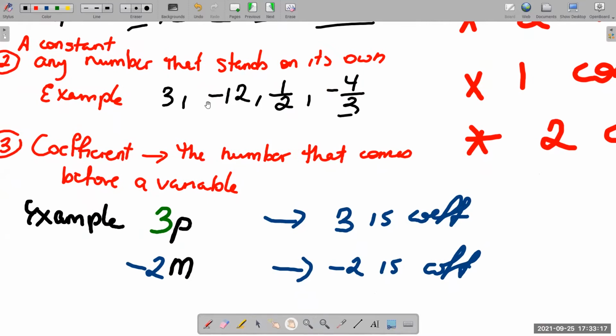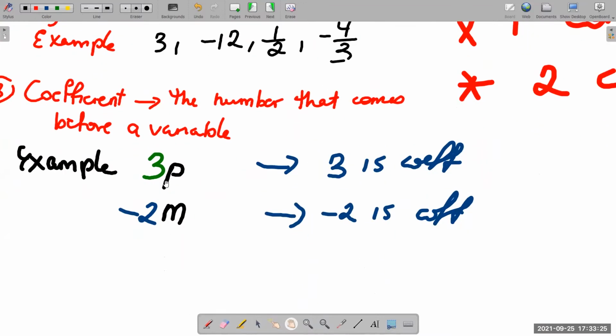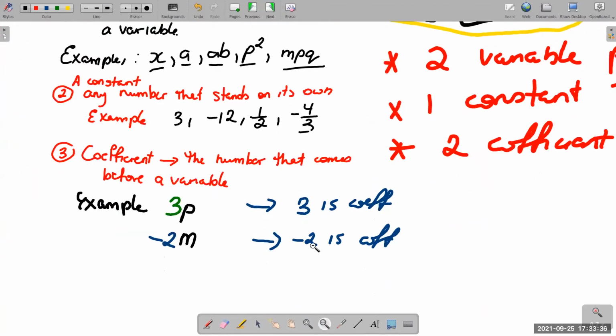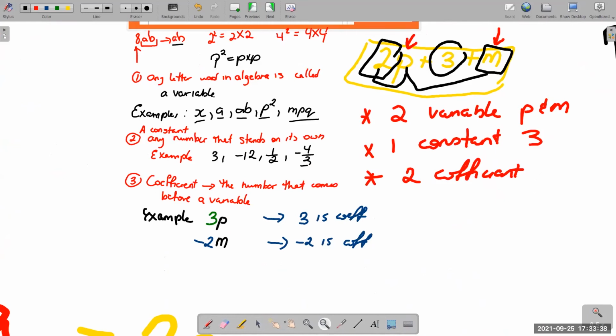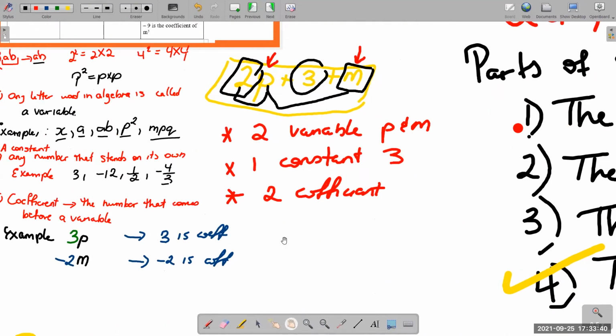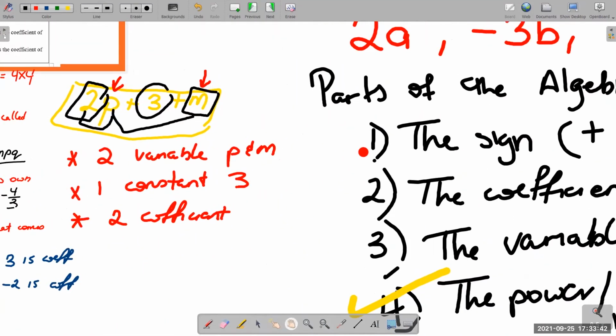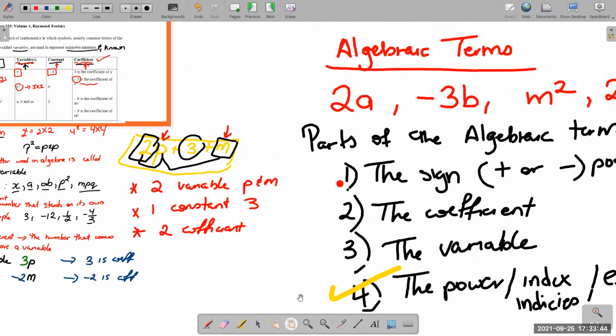Now, the coefficient could be a positive whole number, a negative whole number, a positive fraction, or a negative fraction. Just like how we have here 3p, 3 is the coefficient. It just says that we have 3 p's. Negative 2m, negative 2 is the coefficient in this example. Everybody with me so far? Let me know. Yes or no? Because remember, we're just going through this quickly.